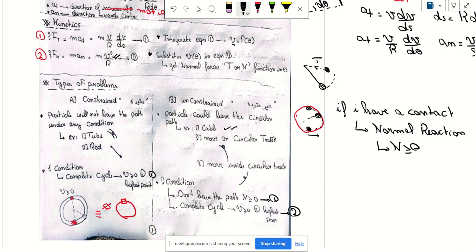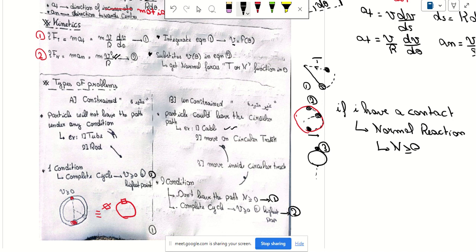Okay, if I'm moving on a circular track like this one, from the outside it's an unconstrained condition, and if it's moving from the inside, it's an unconstrained condition like this one. So I hope it's clear. For the second one, it would never complete a whole cycle, because at this point surely it will leave the circle due to the gravity. So these three cases are called the unconstrained condition.